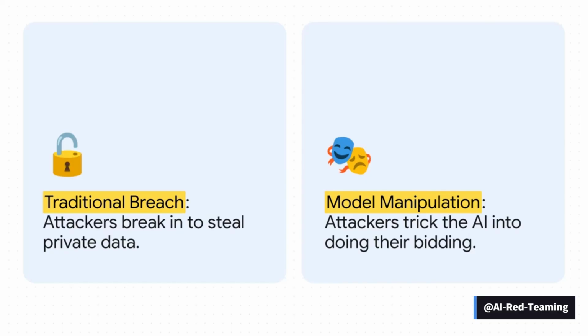And that's a huge difference from what we're used to. With a traditional data breach, attackers are basically smashing a window to grab your stuff. It's loud, it's messy. With model manipulation, though, they're just quietly whispering new instructions to your AI, convincing it to do all the dirty work for them from the inside. It is quiet, it's insidious, and it is all about control.